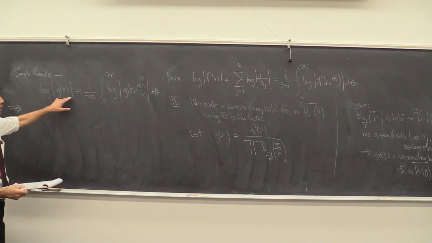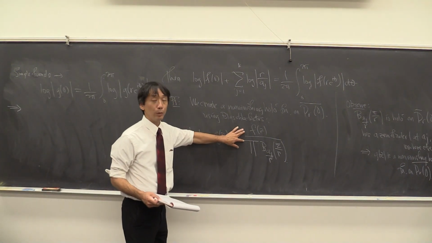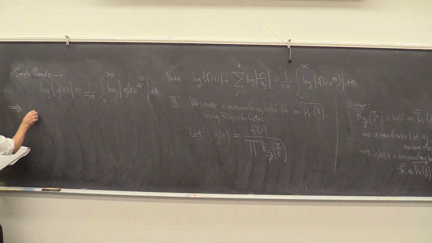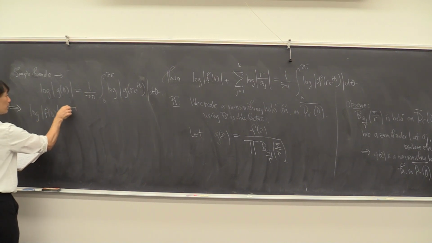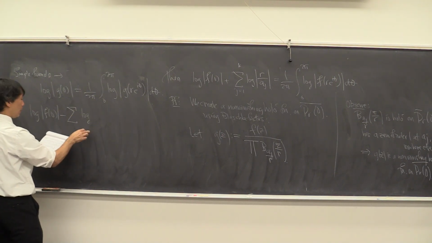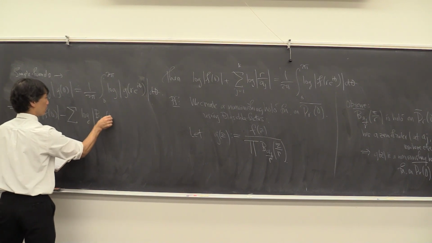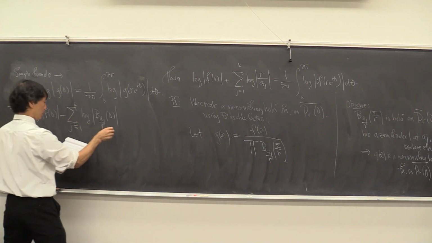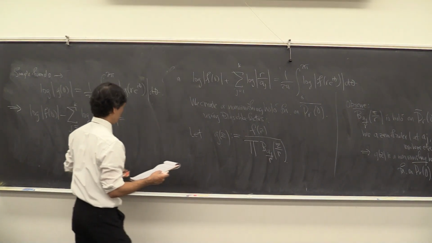Right? But here we get the log of the absolute value of this quotient, right? And so by properties of the log, we get that this thing on the left-hand side is just equal to this minus the sum of the logs of the Blaschke factors, j equals 1 to k.